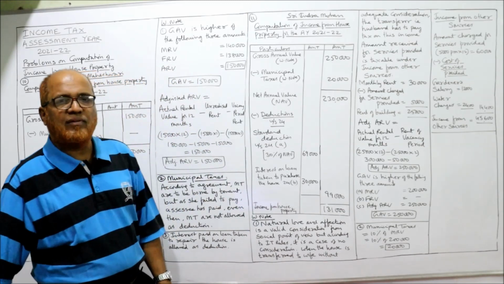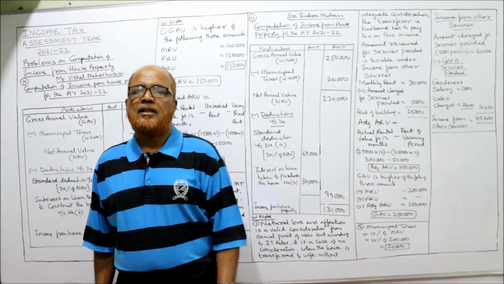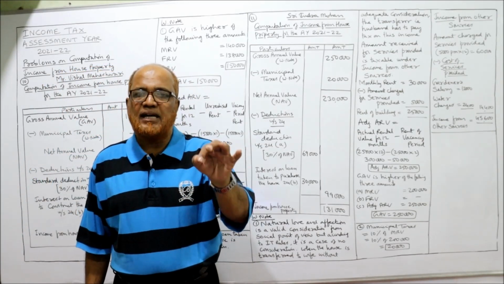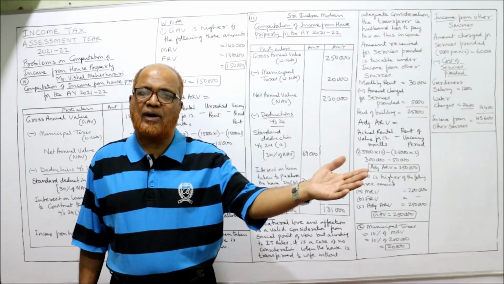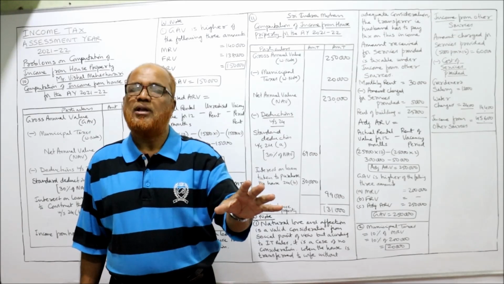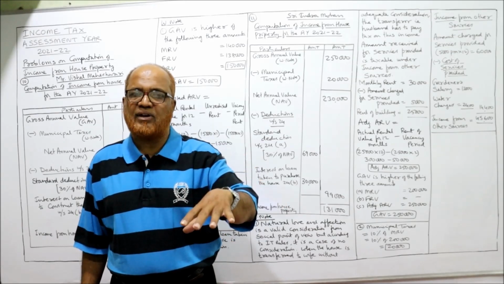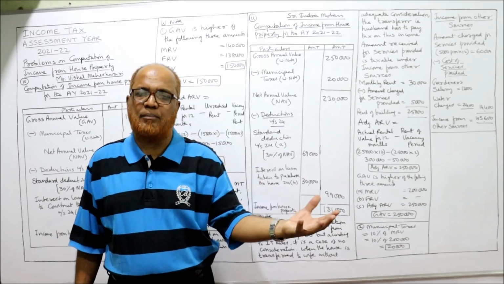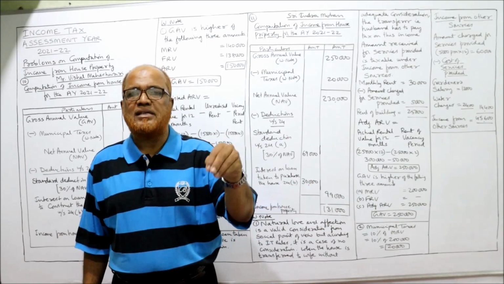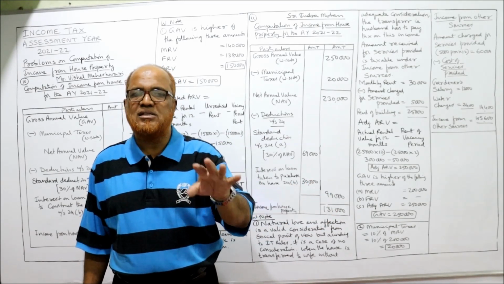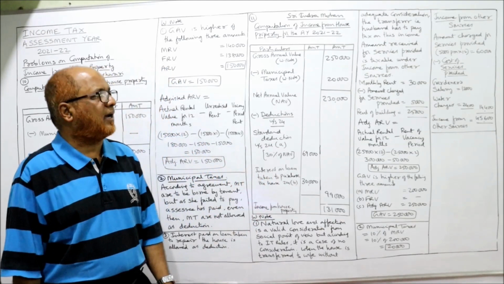First working note, I have given the explanation that he is a deemed owner because he has transferred the property in the name of his wife without any consideration. The consideration was natural love and affection, but it is not accepted by income tax rules. The Income Tax Act says there is no consideration. So the transferor is the deemed owner. He is liable to pay tax.